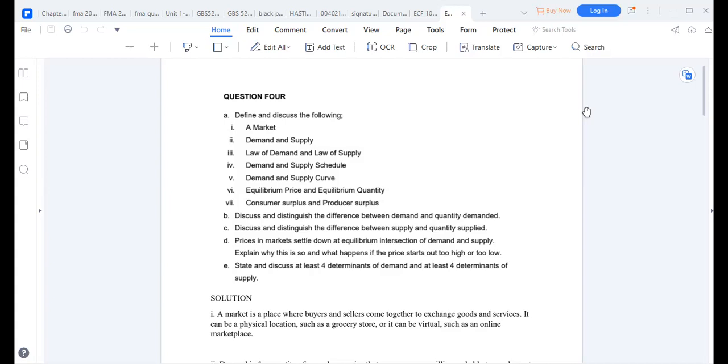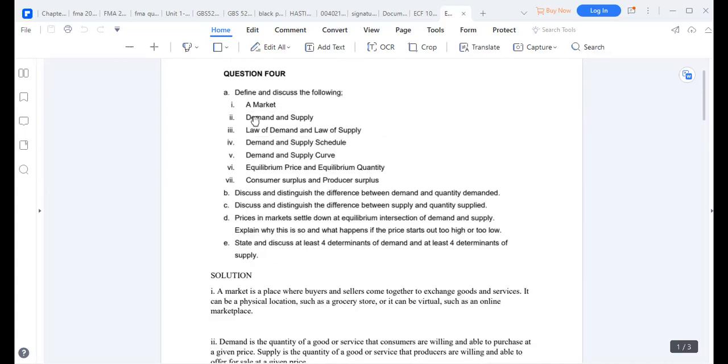So a market is simply a place where buyers and sellers come together. It needn't necessarily be a physical place. It can be a virtual place. It can be an online place. So it's simply an arena that allows buyers and sellers to come together to exchange goods and services. It can be a grocery store. It can be an online store. So that is what a market is.